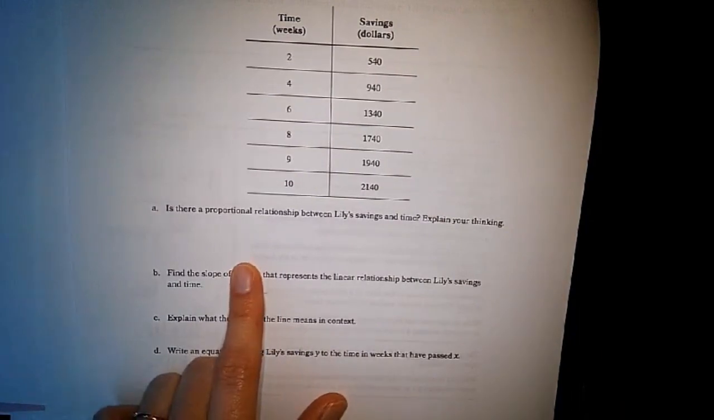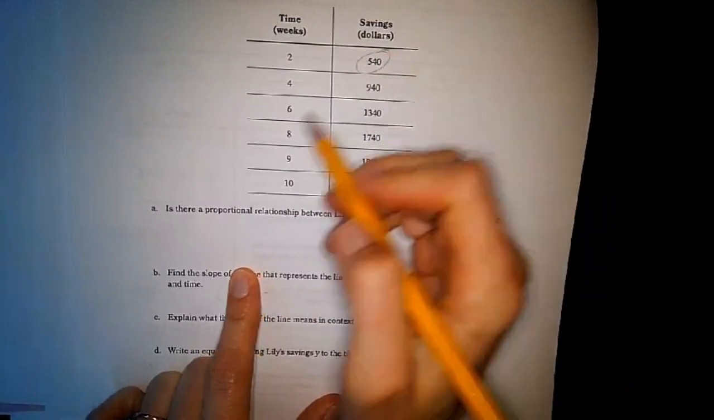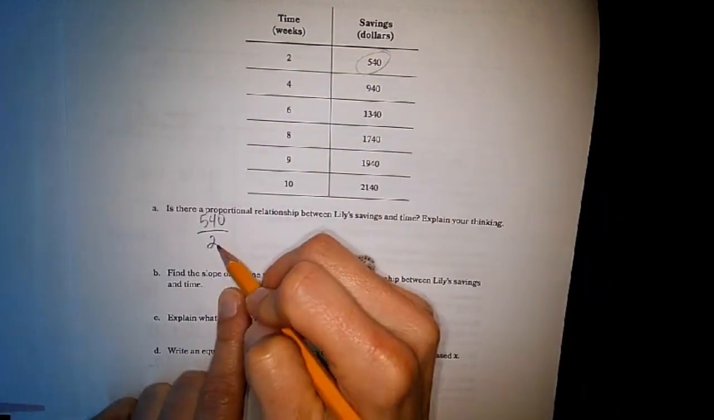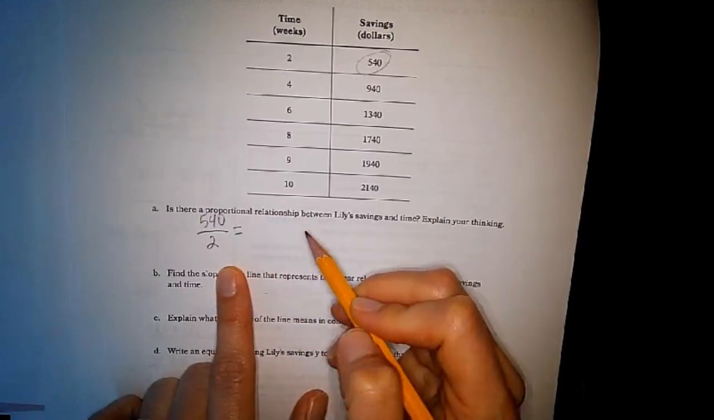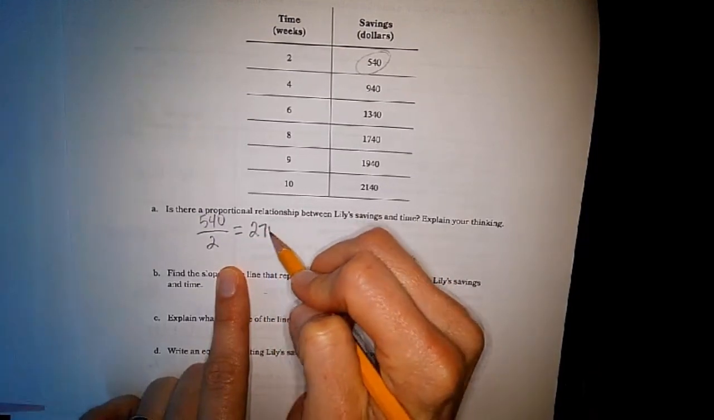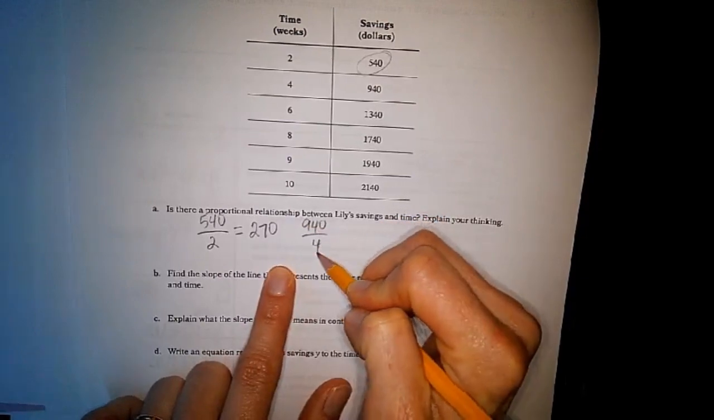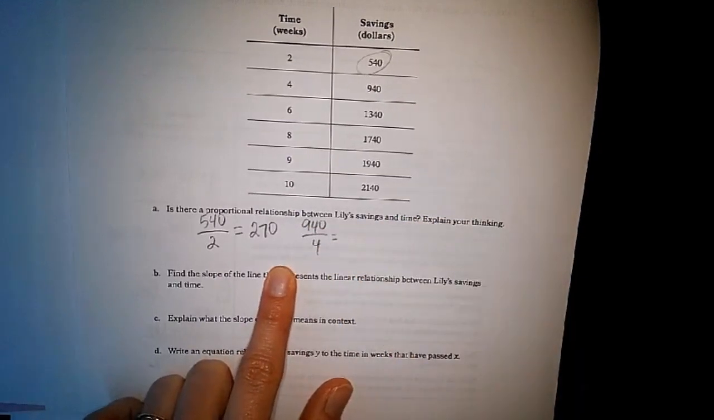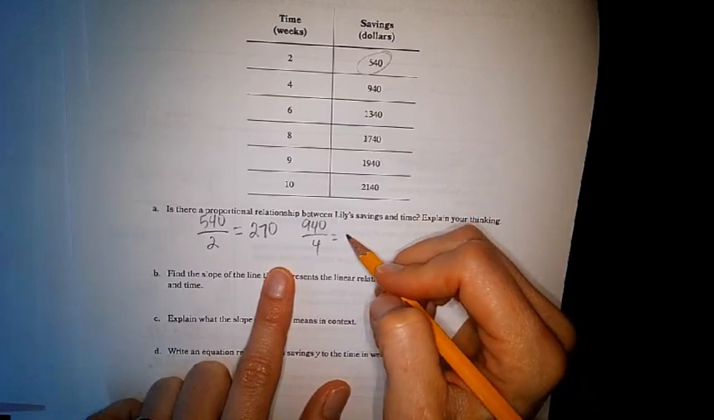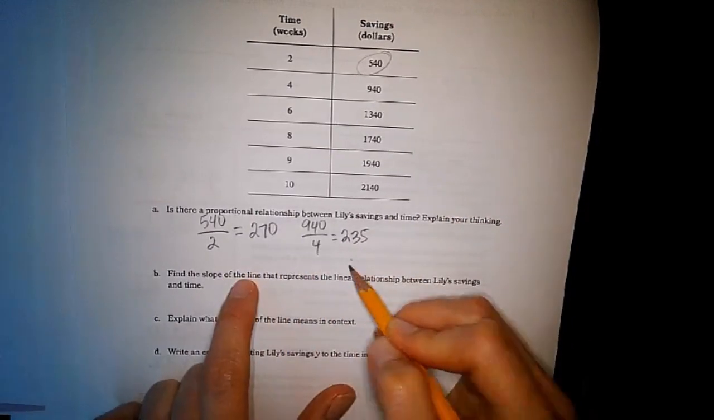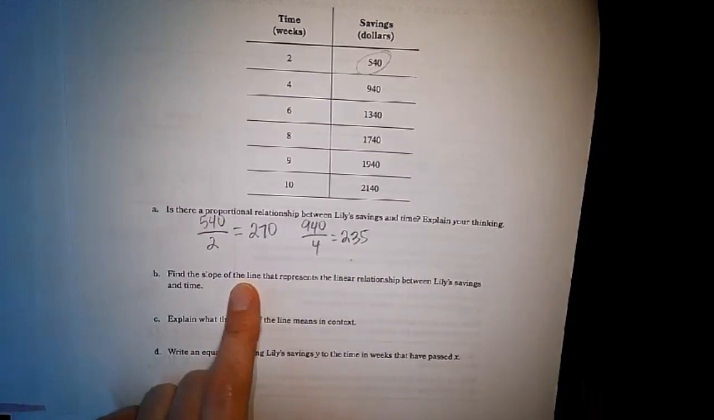Is every week the same? So here's 540 divided by 2. What does that give us? 270. Okay, but what's 940 divided by 4? 235. Is it changing at the same rate each time? No, it's not proportional.